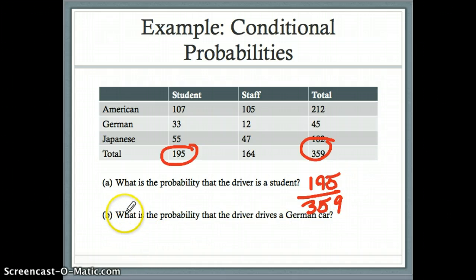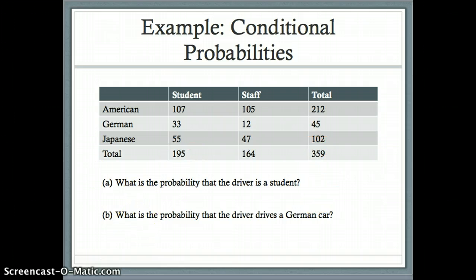So part B says, what is the probability that the driver drives a German car? If we're looking at the driver driving a German car, we're going to be looking at the 45 German cars over the 359 drivers. So 45 over 359 and done.